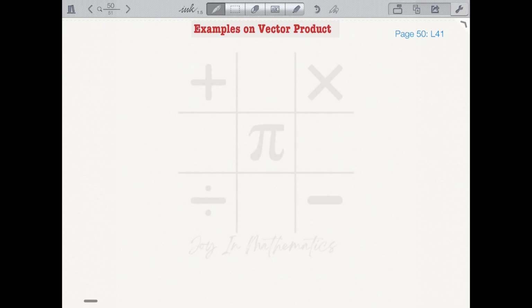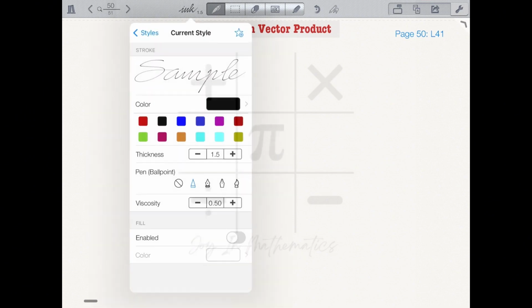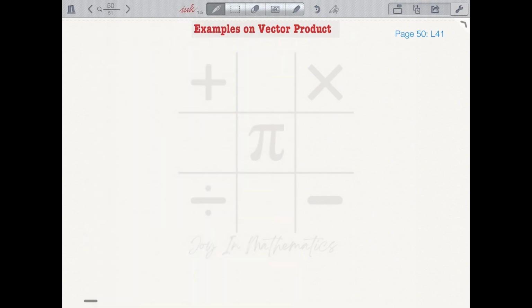Now let us take examples on vector products. We recall that if we have two vectors, A equals a1i plus a2j plus a3k, and similarly B equals b1i plus b2j plus b3k, then we can evaluate the cross product, A cross B.